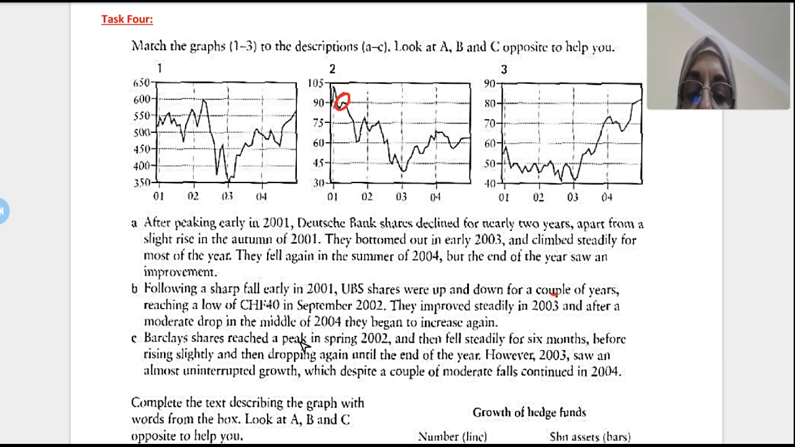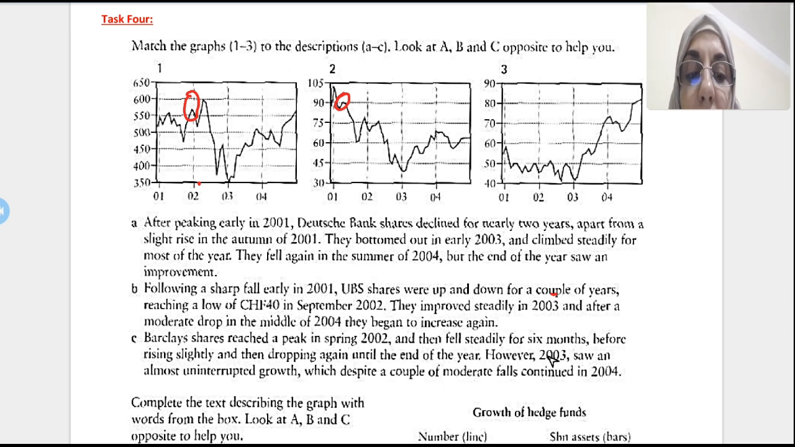Barclays shares reached a peak in spring 2002. A peak, yeah, here is the peak in 2002. And then fell steadily for 6 months. Here. Okay. And before rising slightly, and then dropping again until the end of the year, and again rise and then dropping again.